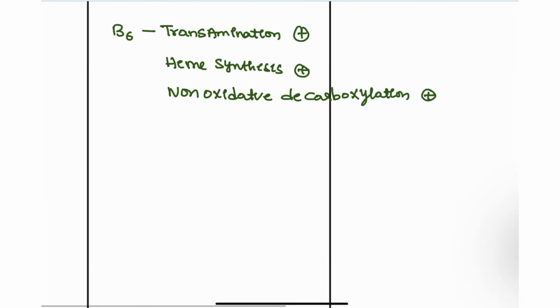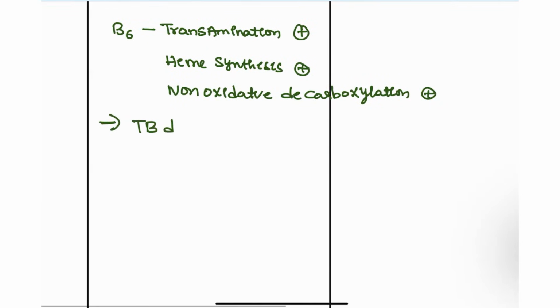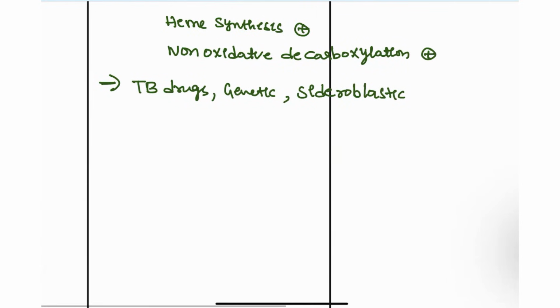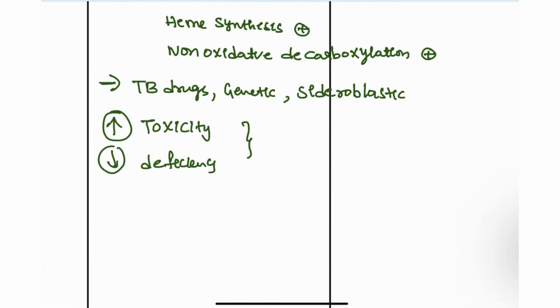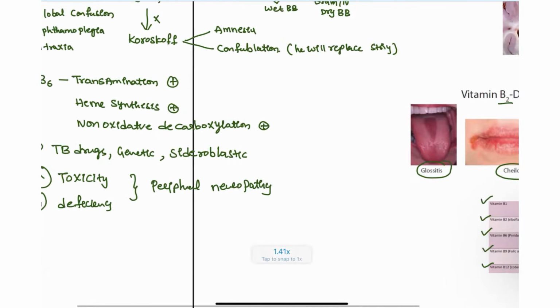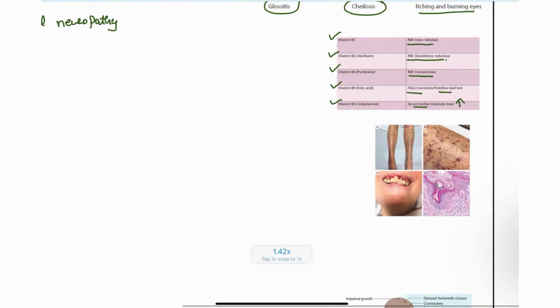Then what could be the causes? The causes will be TB drugs or genetic diseases, or the patient having sideroblastic anemia. These are also caused by the B6 deficiency. But if it is very toxic, it is only a water soluble vitamin that will cause toxicity, and at the same time it will show deficiency when the level is low. Both will present as peripheral neuropathy, and you have to rule out other causes in this patient. Next, what is this condition, guys?